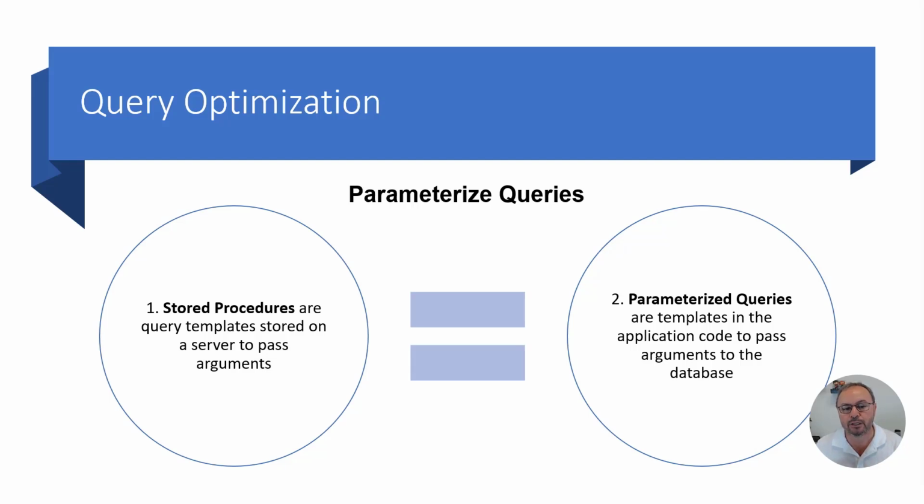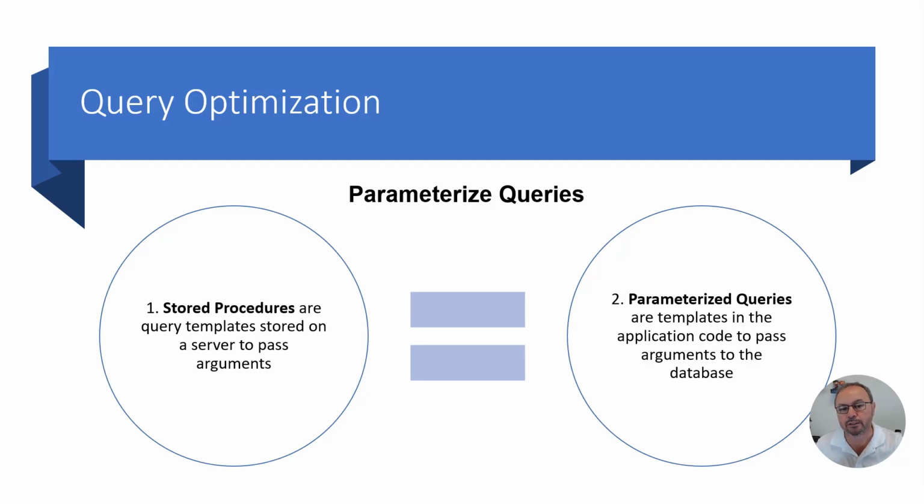Lastly, we want to understand when we consider parameterizing our queries, why do we want to do that and how does it actually compare to a stored procedure? So stored procedures are query templates that we put together that are stored on a server to pass arguments. These are local generally, whereas a parameterized query is going to be a template that is actually built into the code. And it's really meant to pass arguments directly to the database.